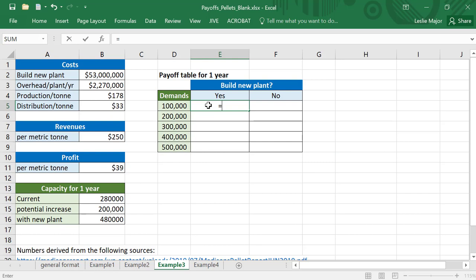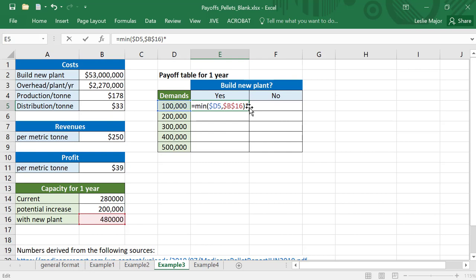So again, I'm going to take a min call between my demand here and my capacity. So if I am building a new plant, yes, then I grab the 480,000, lock that reference. You could lock the reference for column D if you want. Don't lock both because I want to be able to move down to rows 5, 6, 7, and 8 here. But definitely lock the reference to the 480. So take the min between those two. What you're going to sell is the minimum between how much you can produce and how much is demanded.